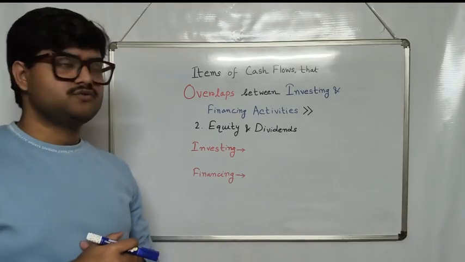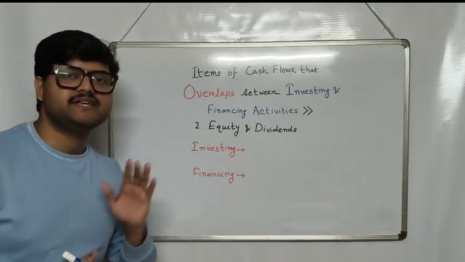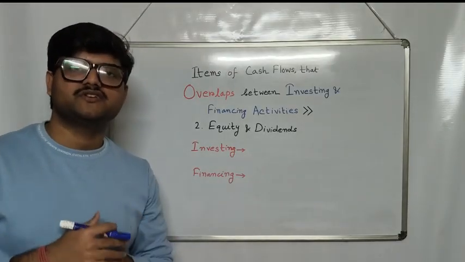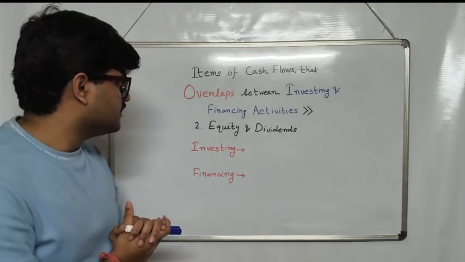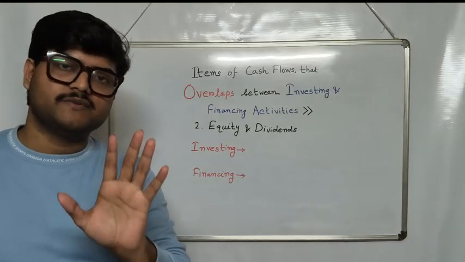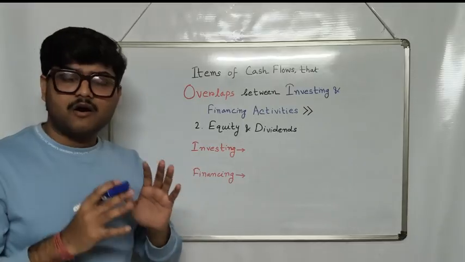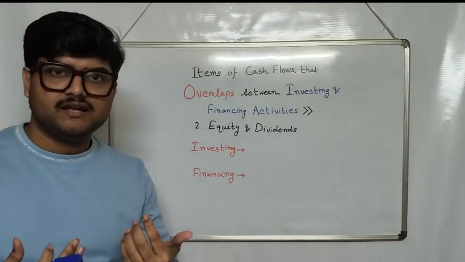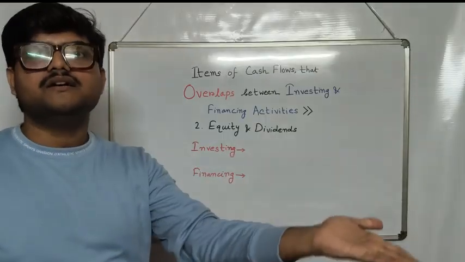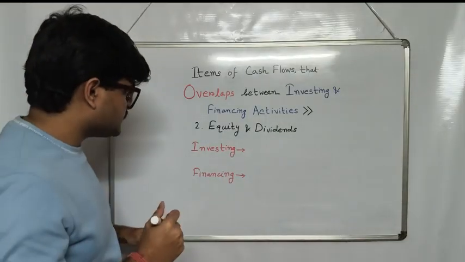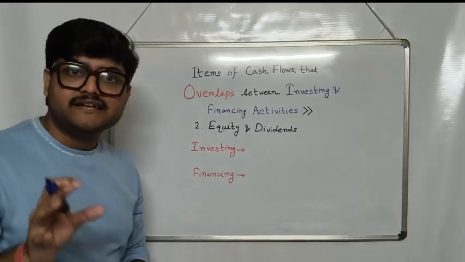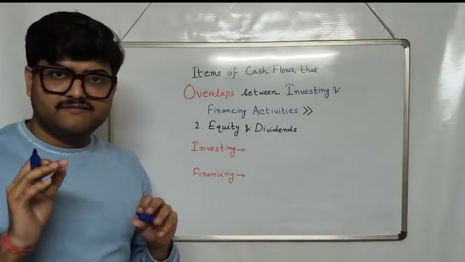The second item that we will be talking about here is equity and dividends. When we are buying the equity shares of another company, the motive behind that is that we want to earn dividends from those equity shares. So our motive is not to raise capital. The primary motive is to earn dividends, so that is done solely for the purpose of generating income or returns. So that will be a part of investing activity.